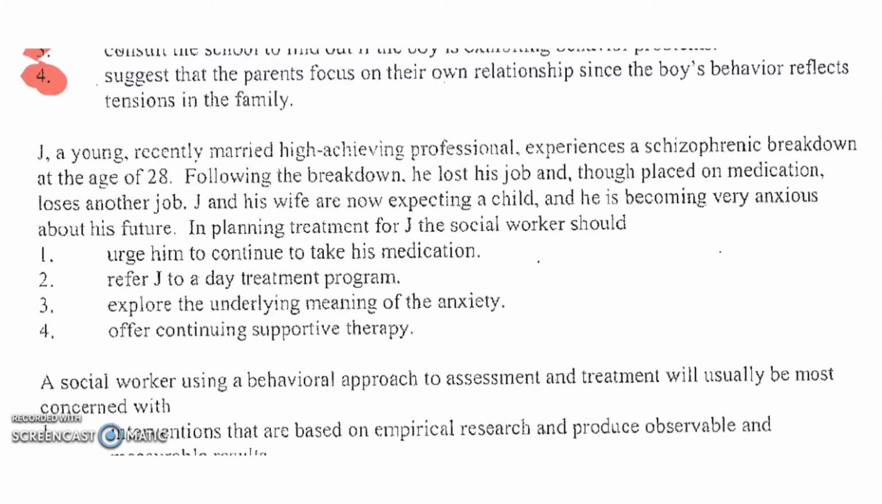So answer choice one says urge him to continue to take his medication. Is that something we want to tell him right now, though? Number two says refer Jay to a day treatment program. Number three says explore the underlying meaning of his anxiety. Number four says offer continuing supportive therapy. What are you guys thinking? What should I take out first? Because I already see two possible eliminating choices. Put it in the comment section and tell me what you think.